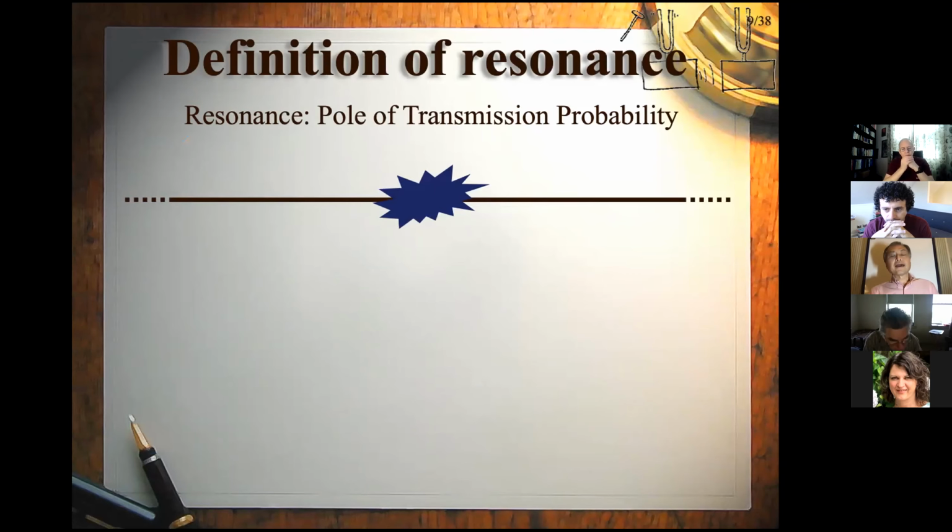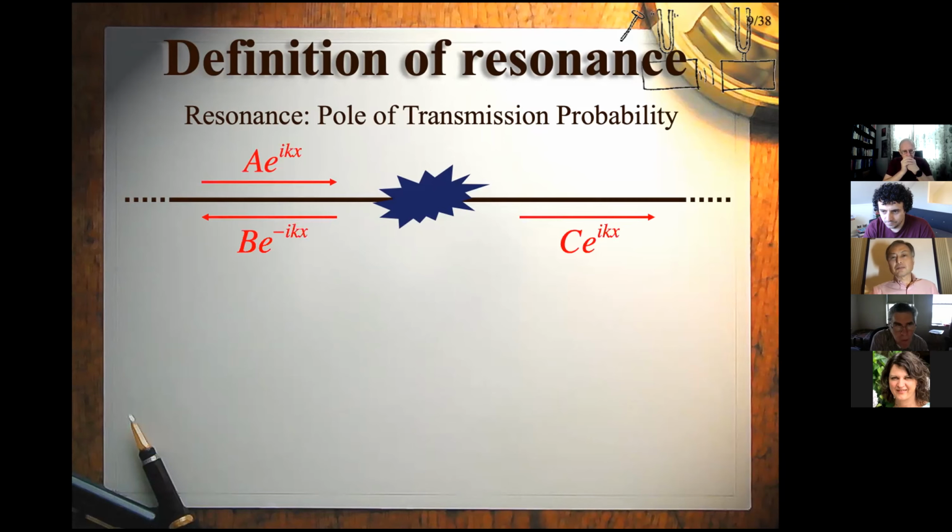The textbook definition of resonance is a pole of the transmission probability. But I can give you another, more sophisticated definition. Suppose we have some scattering problem.